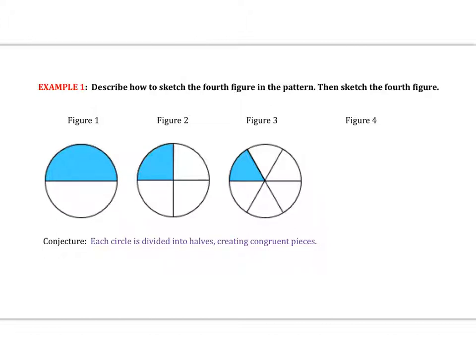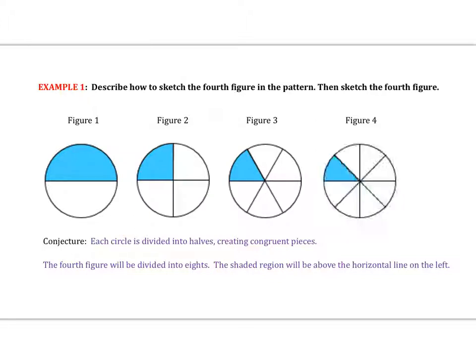All right, so it looks like each circle is divided into halves, creating congruent pieces. Based on this conjecture, in other words, observation, the fourth figure will be divided into eighths. The shaded region will be above the horizontal line on the left, as you can see here in the figure.